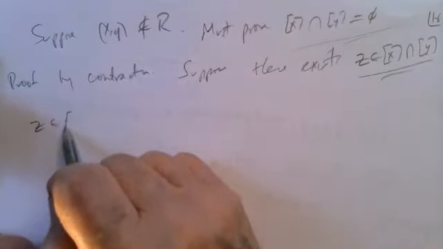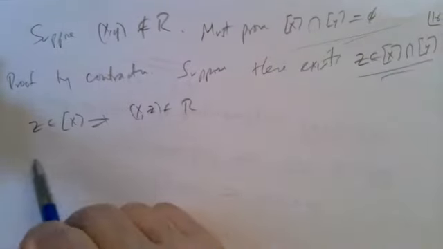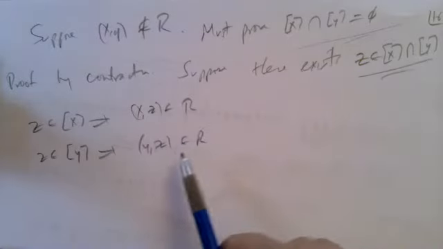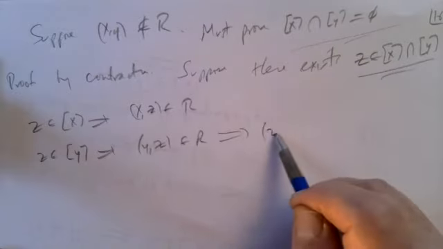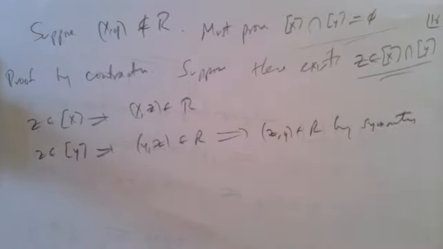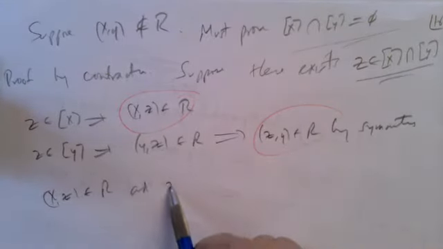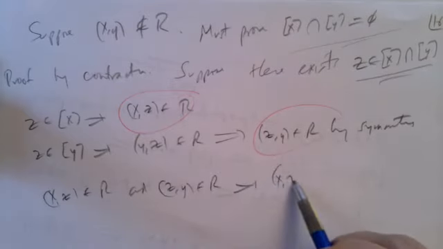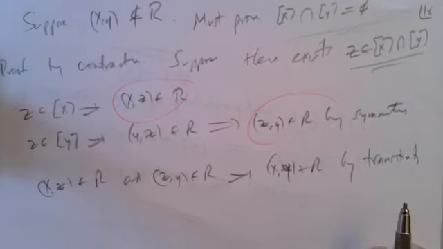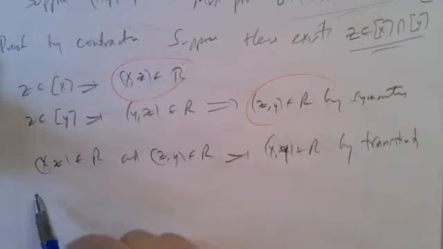So if Z is in the equivalence class of X, that means that XZ is in the relation. If Z is in the equivalence class of Y, that means that YZ is in the relation. And of course, if YZ is in the relation, then ZY is in the relation by symmetry. So if I take this statement and this statement, I have XZ in R and ZY in R. So XY is in R by transitivity. But XY is not in R. That's a contradiction. So therefore, we're done.